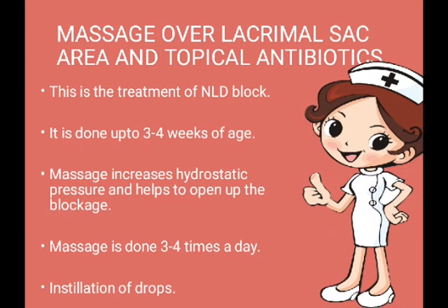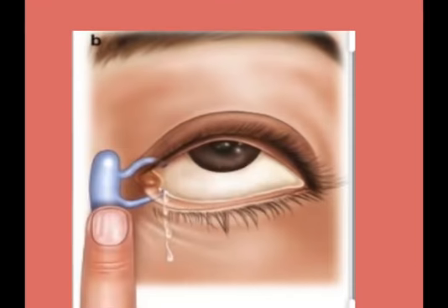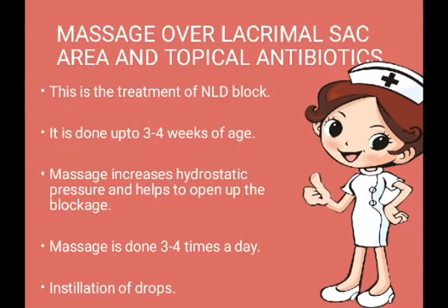First of all, massage over the lacrimal sac area and topical antibiotics. This is the first treatment, in which we do massage over the lacrimal sac area. We have to put our finger and move it from left to right and then from right to left. In this way we massage the lacrimal sac area. And topical antibiotics: some antibiotics are prescribed by the doctor, which we have to instill in the patient's eye according to the dose given by the doctor.